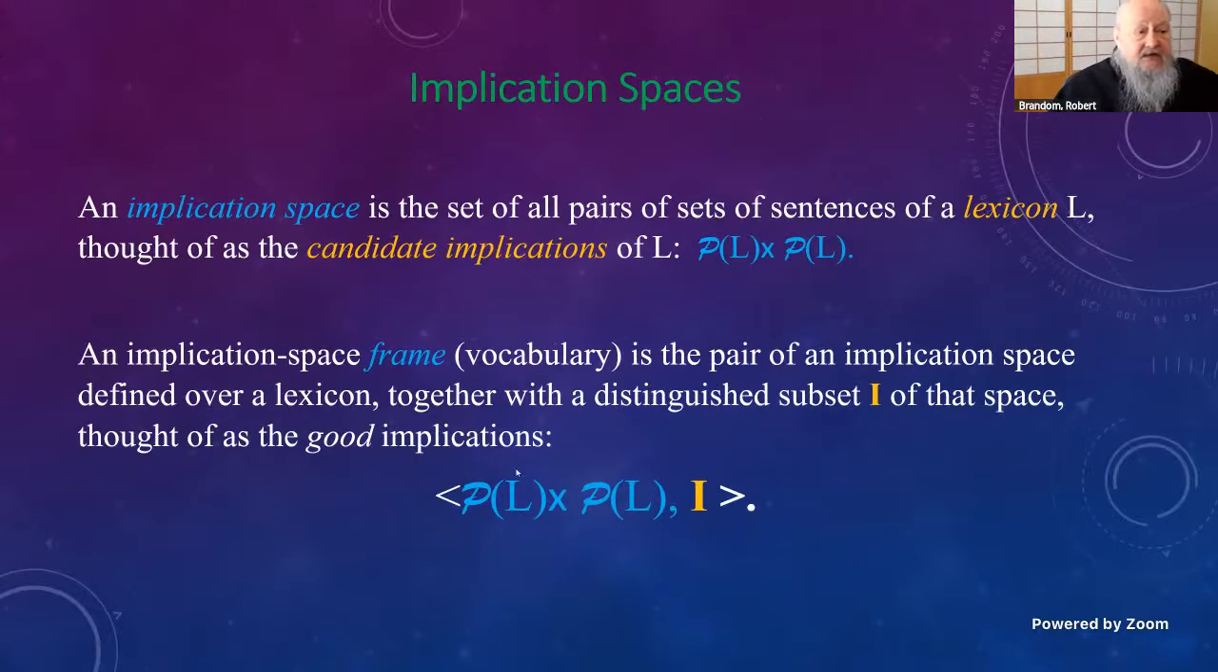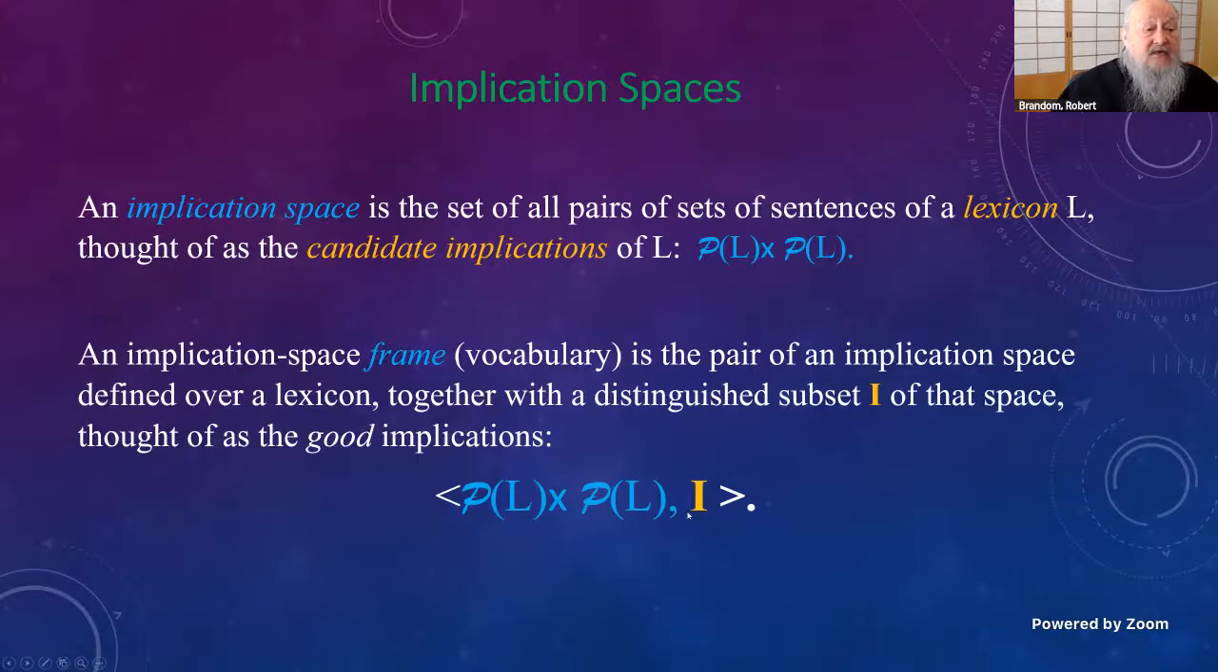We're starting with this notion of vocabularies, these relational structures. We've got the set of what I'll call an implication space of candidate implications, which are just pairs of a premise set of sentences and a conclusion set of sentences.